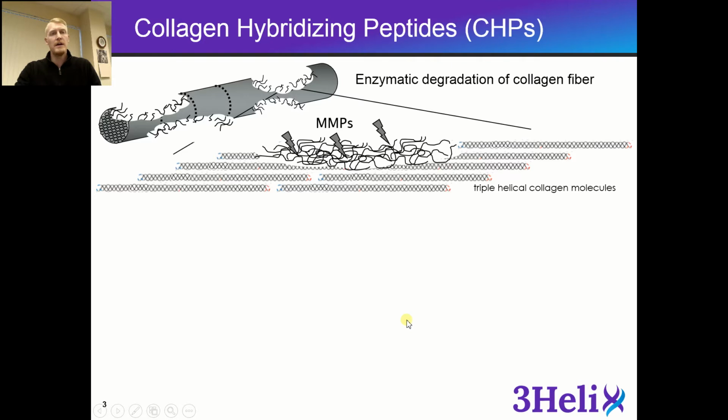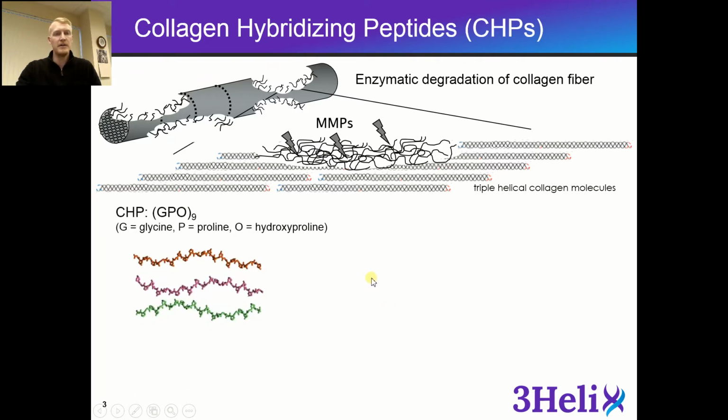So we designed our collagen hybridizing peptide, or CHP, based on a repeating sequence of glycine, proline, and hydroxyproline amino acids. This peptide has a high affinity for going in and reforming that collagen triple helix. For example, we have this nice collagen fiber, and it gets damaged by a specific family of enzymes known as matrix metalloproteinases, or MMPs. When the MMPs act on the collagen fiber, they can cleave the individual collagen triple helical molecules. And this leads to a bunch of single-stranded collagen exposed in the microenvironment.